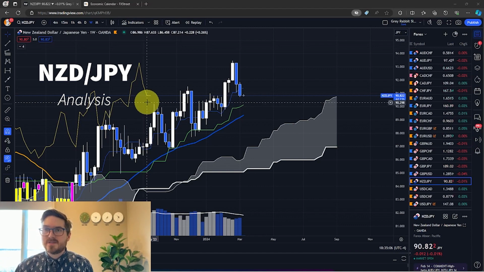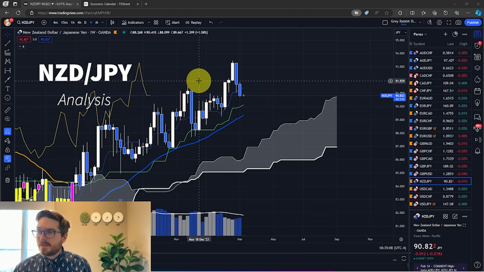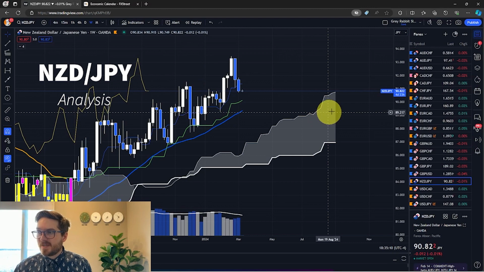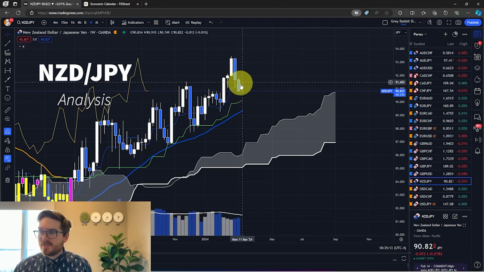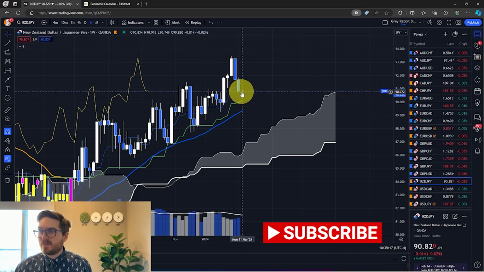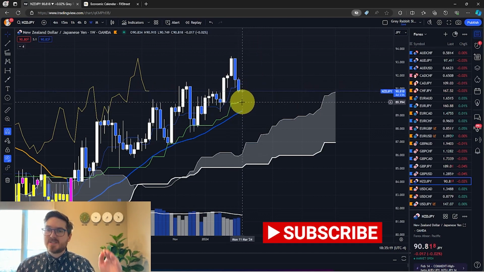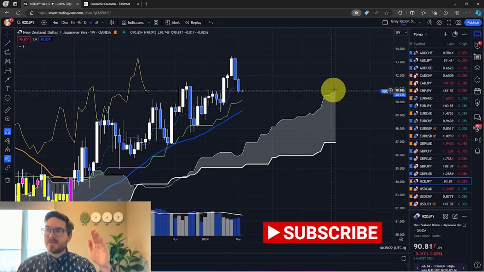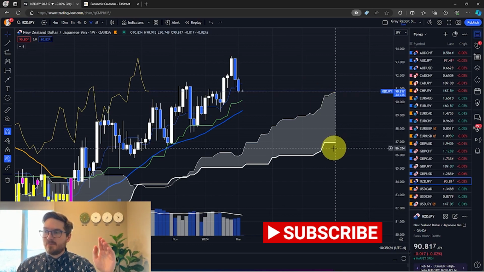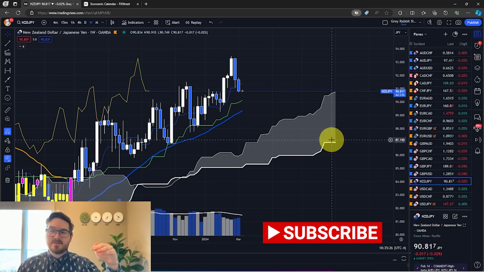All right, New Zealand dollar, Japanese yen on the weekly. Overall, nice bullish trend. We did have price close below the Tenkan-sen, and so we got Tenkan-sen flat, price below the Tenkan-sen. We got the Kijun-sen still pointing up a little bit. Senkou Span A is up, and we got Senkou Span B is flat now.